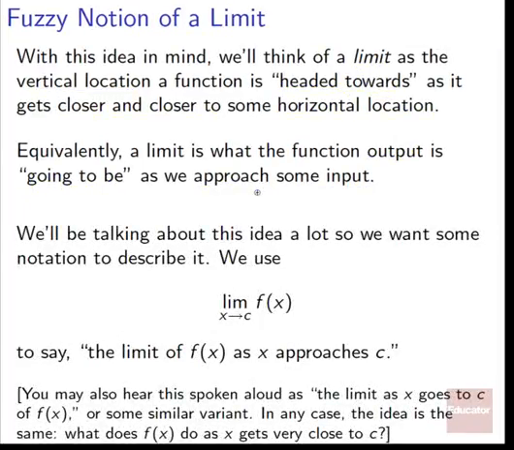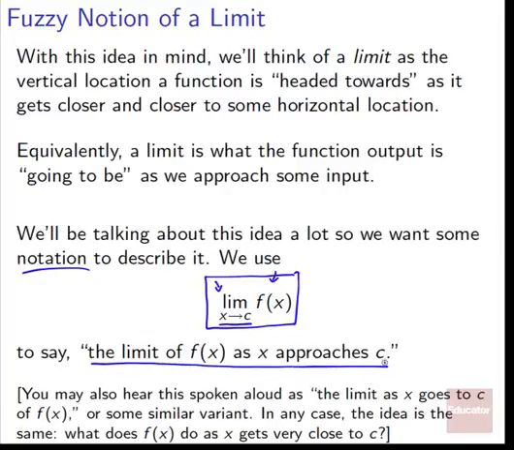We're going to be talking about this idea a lot, so we want some notation to describe it. We use this notation right here. Lim. This part here, the lim, says it's a limit that we're working with. The x arrow c says what we're going towards, and the f of x is the thing that actually is having the limit applied to it. That's the function. So this says the limit of f of x as x approaches c. So as x gets close to c, what happens to f of x? You might also hear this spoken aloud as the limit as x goes to c of f of x.